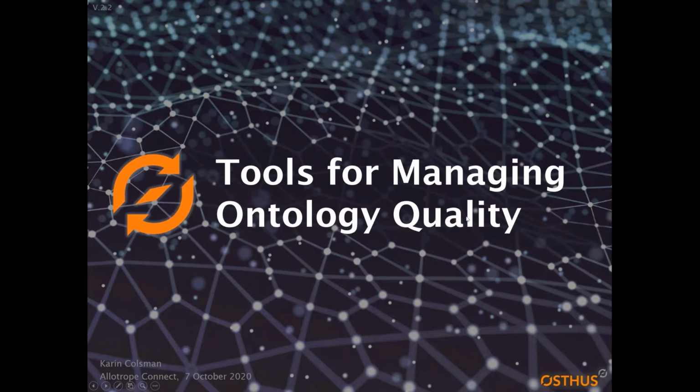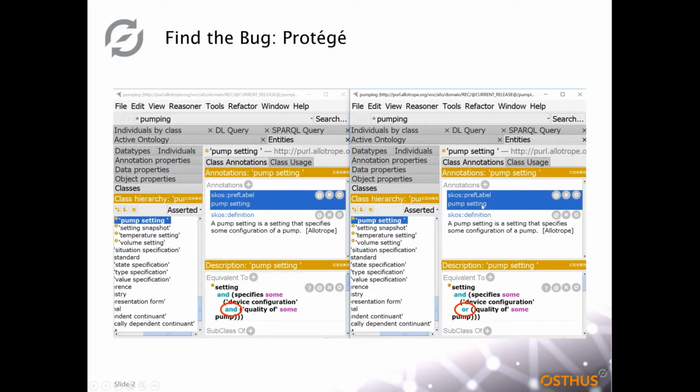Yes, I work on tools that help us develop our ontology and maintain our quality. So I'm going to jump right in with an example. These are two versions of the same file. We have a pump setting here, which I selected in both of them. We have a label, we have a definition, and on the bottom we have some relationships between the pump setting and other entities.